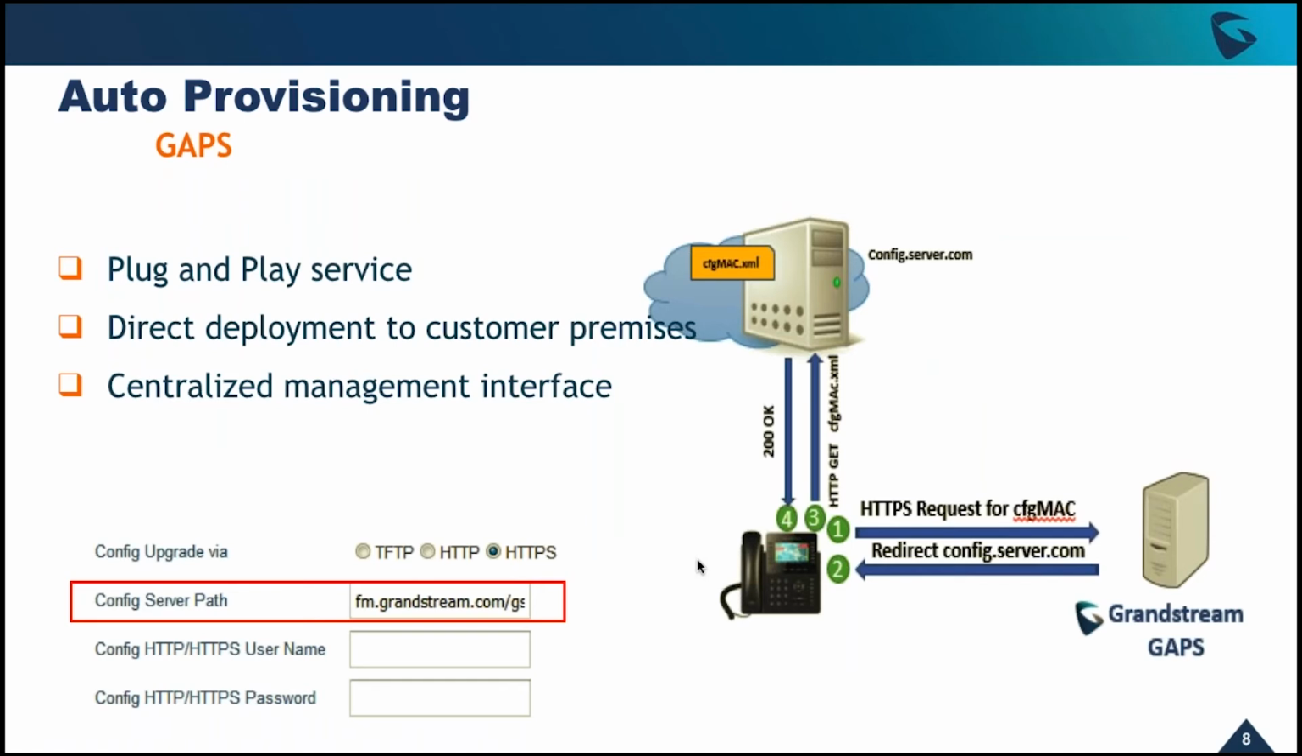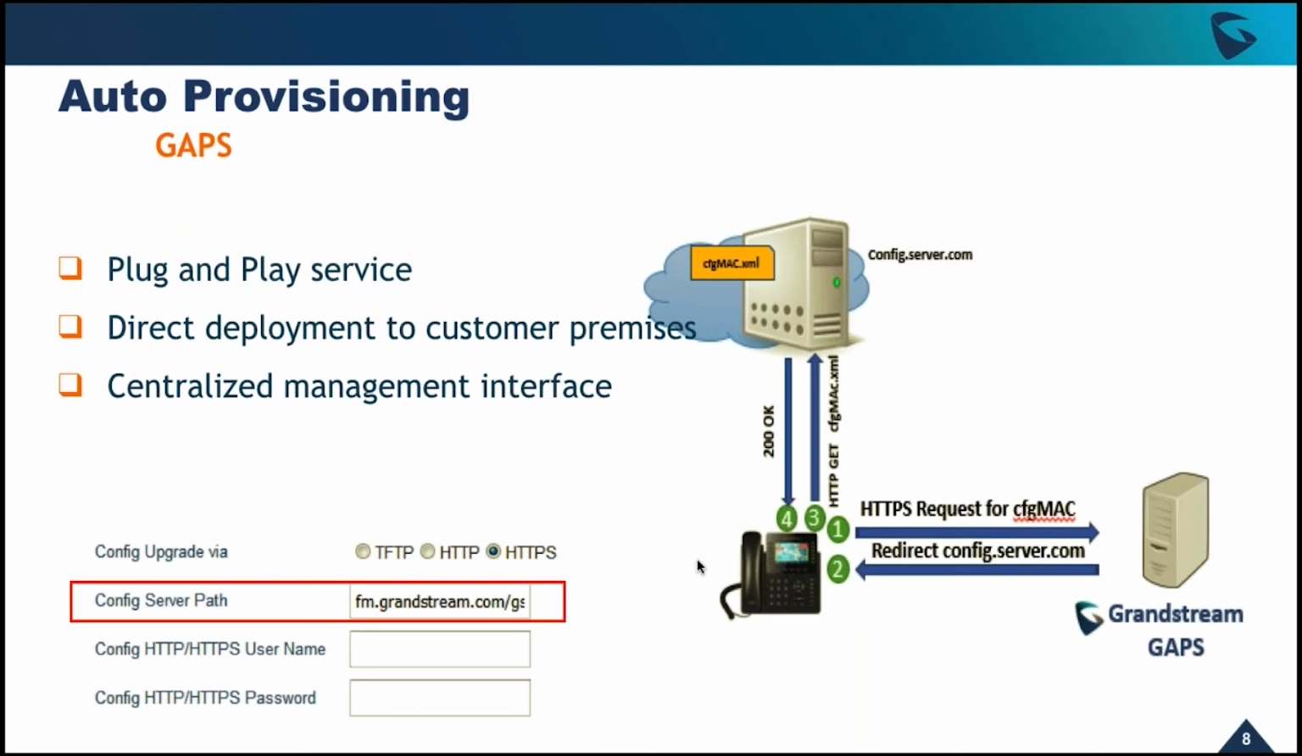This is GAPS, the Grandstream Automatic Provisioning System, that you can use for provisioning and redirection services. This is how GAPS works. By default, all Grandstream devices come out of the box with the link fm.grandstream.com/gs, which is pointed to GAPS.